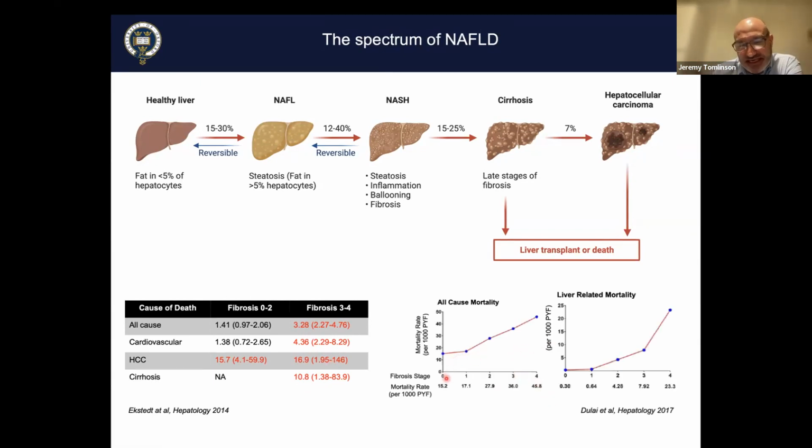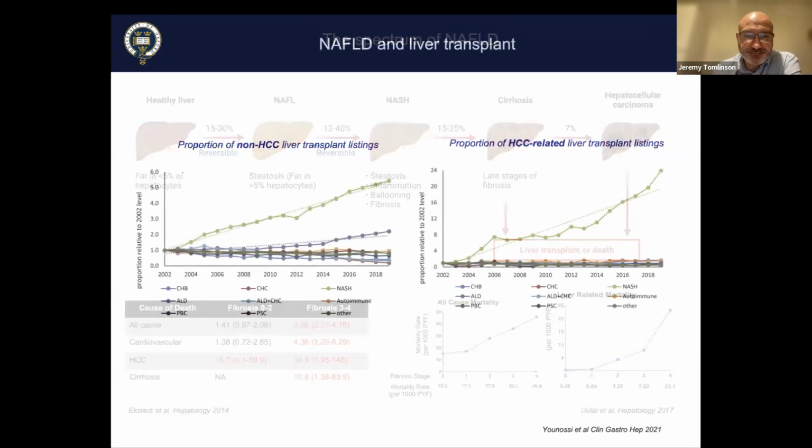If you look at all-cause mortality, this is more recent data. This is fibrosis stage on the x-axis. As fibrosis stage increases to F3 and F4, you can see that all-cause mortality rises significantly. But there is also an increase in liver-related mortality. The disparity between these two lines is really filled in by cardiovascular outcome. So this is both a liver disease and a cardiovascular disease.